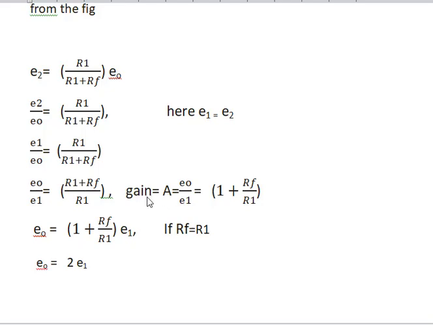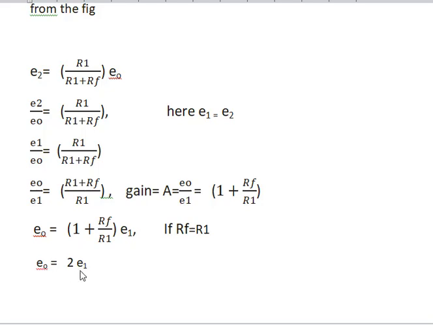Here, the gain of the non-inverting amplifier, A, is equal to E output by E input. It is equal to 1 plus RF by R1. So the output voltage E out is equal to 1 plus RF by R1 into the input voltage E in. When the feedback resistance is equal to the input resistance, the output voltage becomes E out equal to 2 times the input voltage. So there is no phase reversal, there is no sign change here.